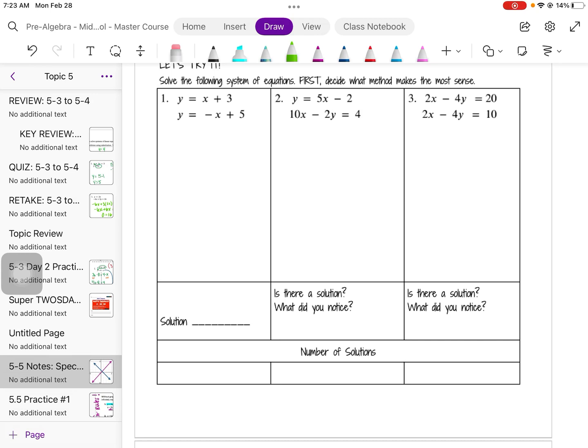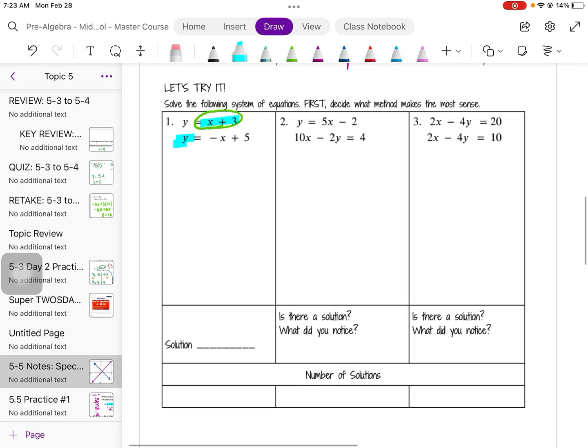Remember, when both equations are in slope-intercept form, I take one of the values of y. So I'm going to take the y equals x plus 3, and I'm going to substitute this expression in place of y in the second equation. So this is an equation that I definitely want to use substitution on. I should have talked about that first. Okay, so we're going to substitute the x plus 3 in place of the y in the second equation, and then just bring down the negative x plus 5 on the other side.